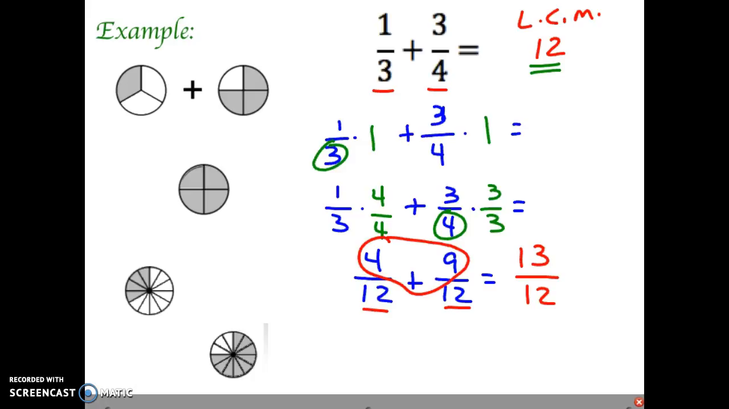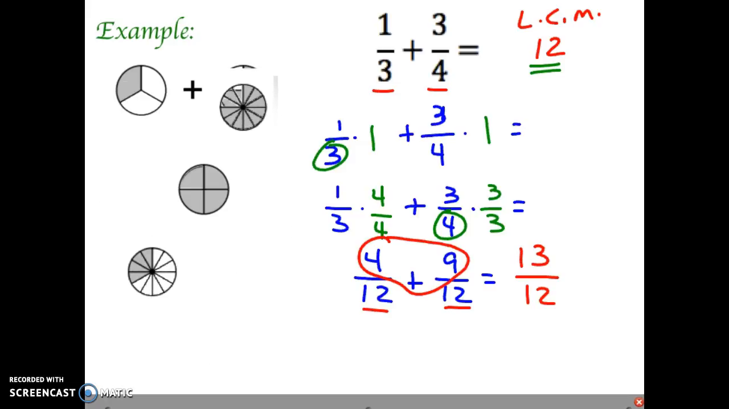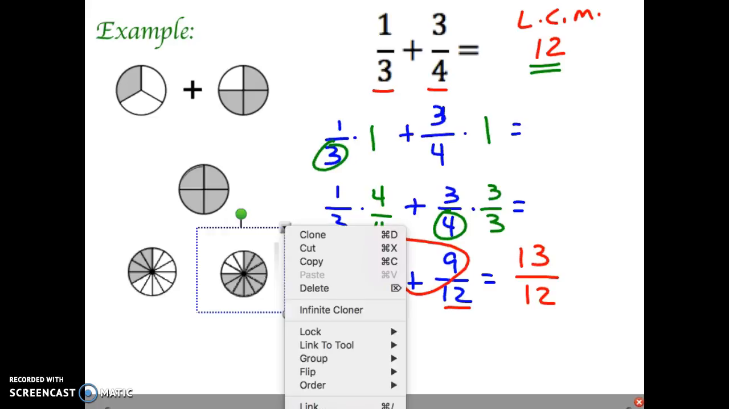The left circle here has 12 sections, 4 of them shaded in. Sure enough, that matches up with our 1/3. The circle on the right is broken up into 12 sections, 9 of them shaded in, matches up with our 3/4. If we put it together, we're going to have more than we need, so we're going to have to break one of them up. So let's break up this one on the right.